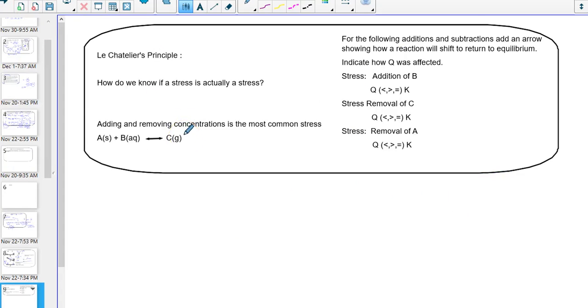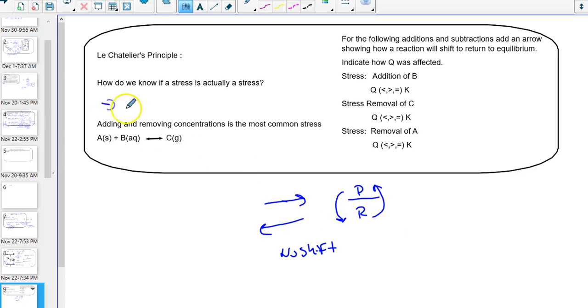Le Chatelier's principle continues. At this point, we're just going to start looking at stresses. How do we know if a stress is actually a stress? Let's look at some examples. Adding and removing concentrations is the most common stress. Quite often they want to know, are you going to shift to the right, shift to the left, or is there going to be no shift? Shifting to the right means I am going to be products over reactants. To the left means I'm shifting like that in order to regain equilibrium.